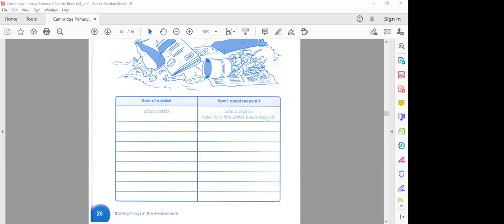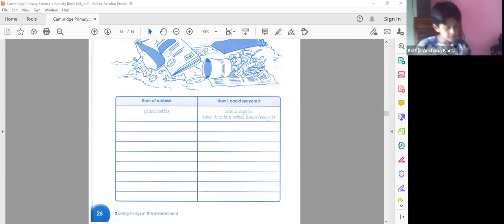Kshitija, tell me two items that you have written and how you are recycling them. One is fruits, and I wrote that I could recycle it by putting it in the soil, and it will turn into manure, which is good for plants. And the other one is cotton cloth, which we use to make something useful out of it.